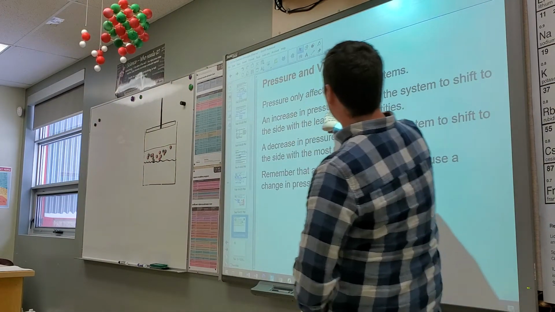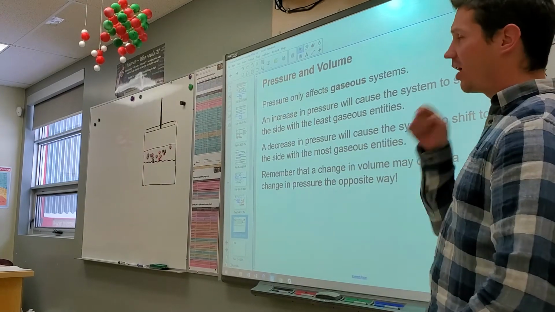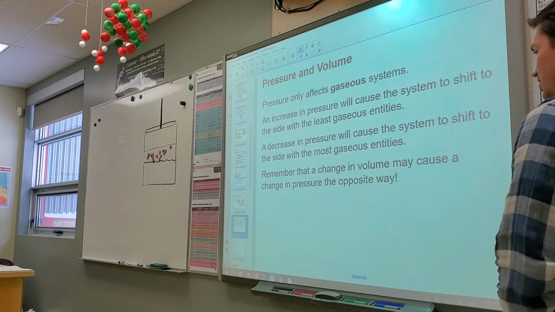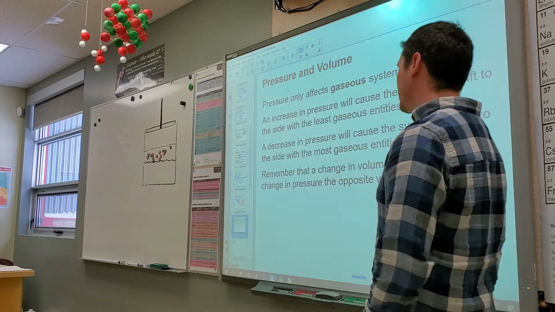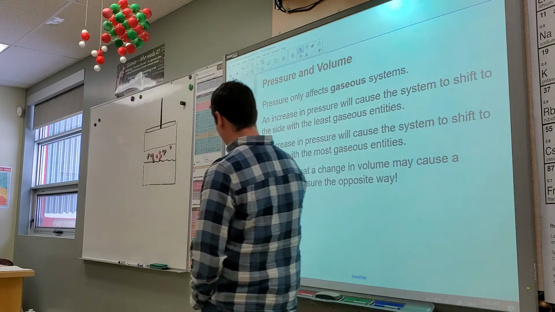An increase in pressure will cause the system to shift to the side with the least gaseous entities. We'll talk about why that is in a little bit. A decrease in pressure will cause the system to shift to the side with the most gaseous entities. Remember that a change in volume may cause a change in pressure the opposite way.